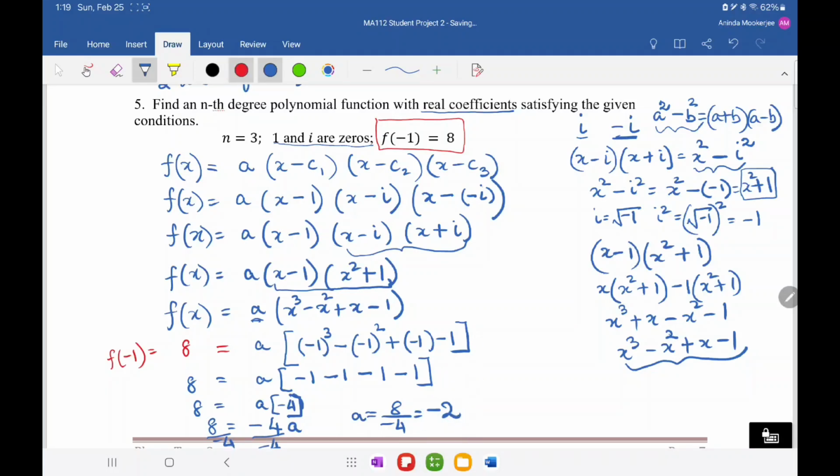So in the final answer, we have pretty much completed the work. All we need to do is write out the polynomial completely in its entirety, plugging in the value of a into this form here.